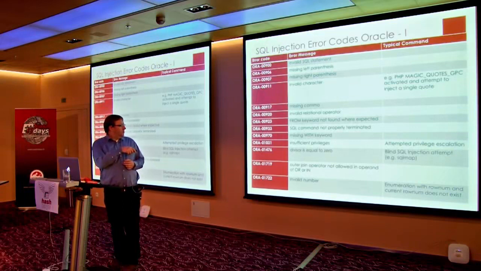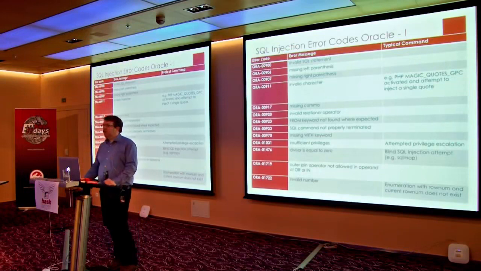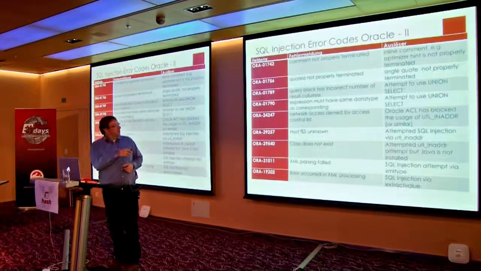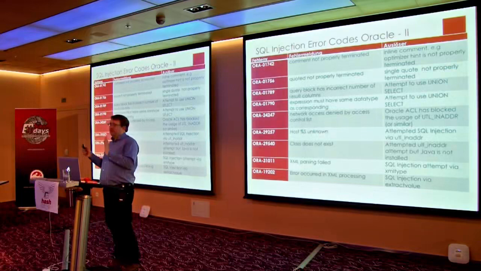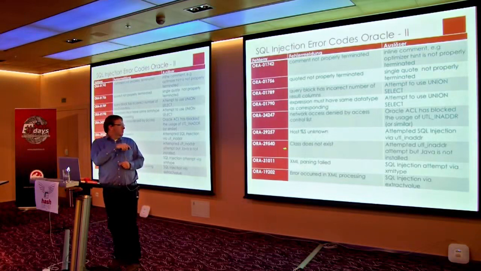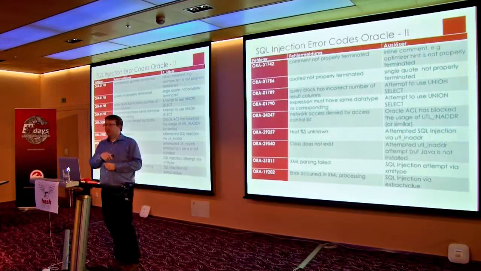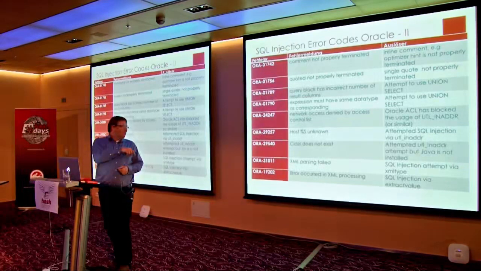Or here we have this from the Swiss Geo, SQL command not properly terminated. Sometimes you find missing left or right parentheses if you have a SQL command with a lot of parentheses. And we saw our query block has incorrect number of result columns. Here someone attempts a union select. And if you know the number of parameters, the next step is to find out the data types, and then you run into the next error message. Or this was the error message, class does not exist. Someone was trying to use util-in ADDR, but Java was not installed. And in a normal application, you will never see these kinds of error messages.